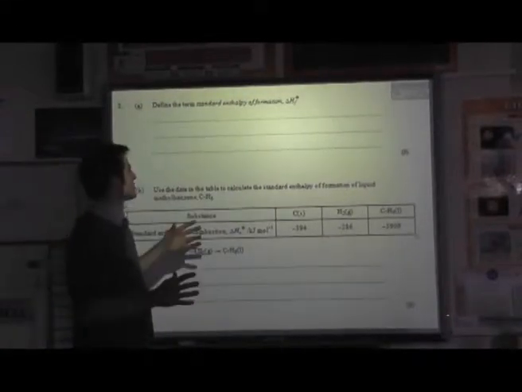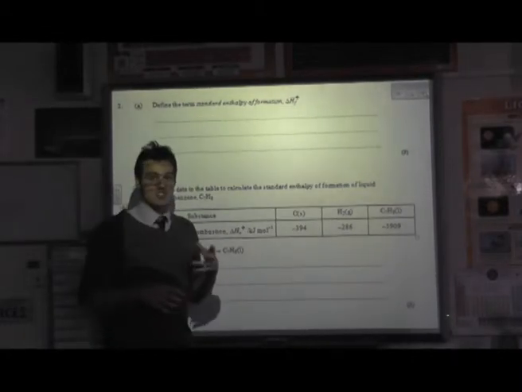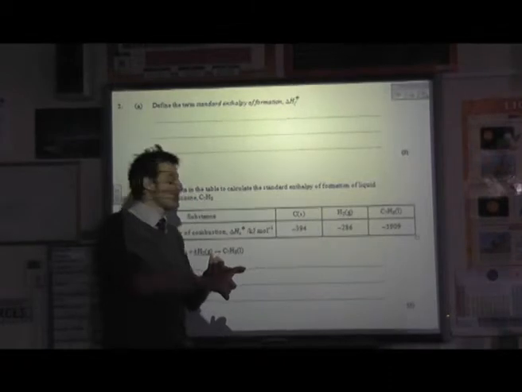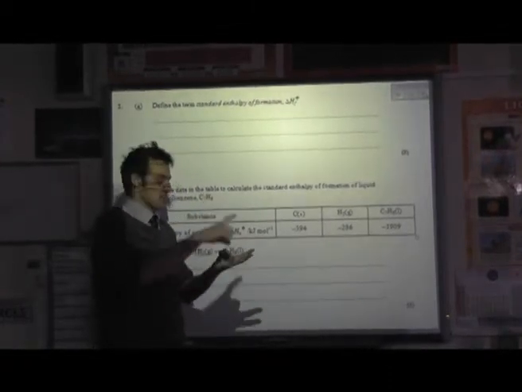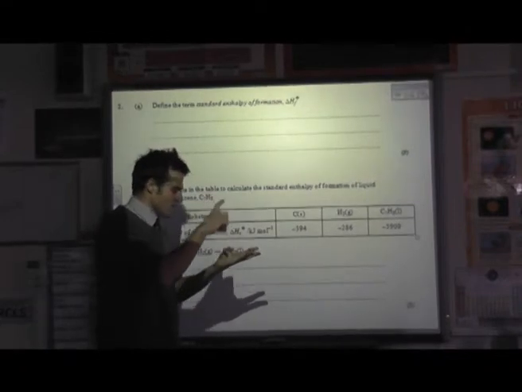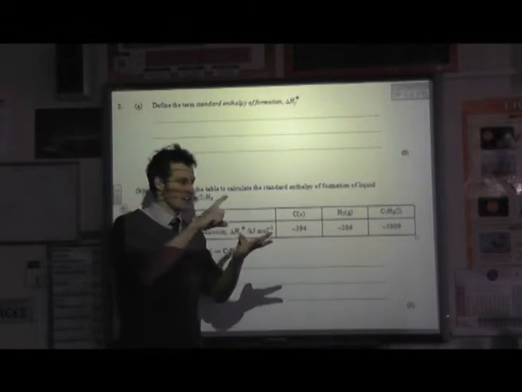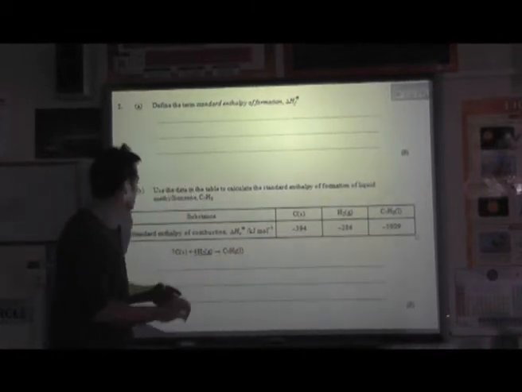So, for question 2, very quickly going to go through this. Standard enthalpy change of formation, one of the definitions you have to know: the enthalpy change when you form 1 mole of a compound from its constituent elements, with all elements and products being in their standard states, 298 Kelvin, 100 kilopascals. Okay, you just need to learn those ones.